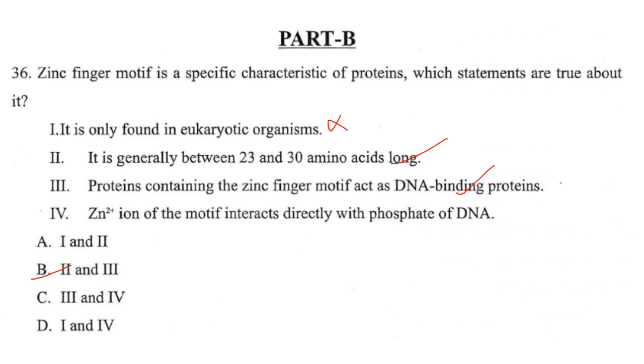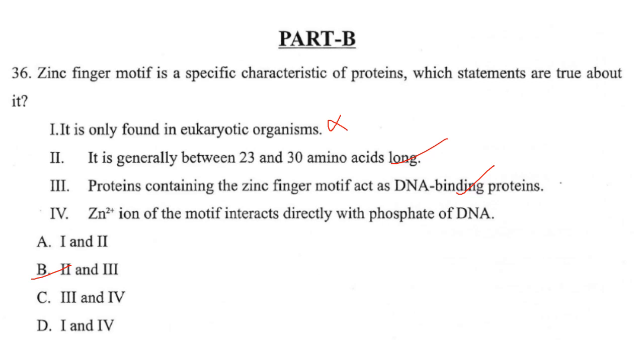Then coming to part B. Zinc finger motif is a specific characteristic of proteins. Which statements are true about it? It is only found in eukaryotic organisms. It is found in prokaryotes also. The first prokaryotic zinc finger domain found in the transcription regulator ROS was identified in Agrobacterium tumefaciens. So the first option is not correct.